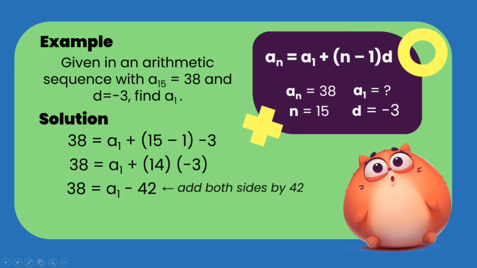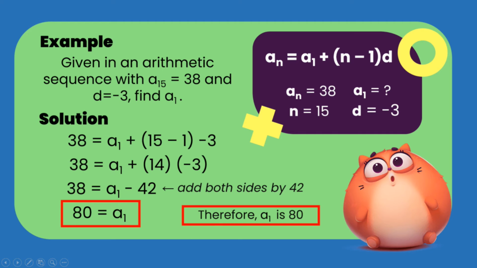Here, negative 42 will become positive. 42 plus 38 will give us 80. Therefore, our first term is 80. Did you get it? Okay, let's proceed.